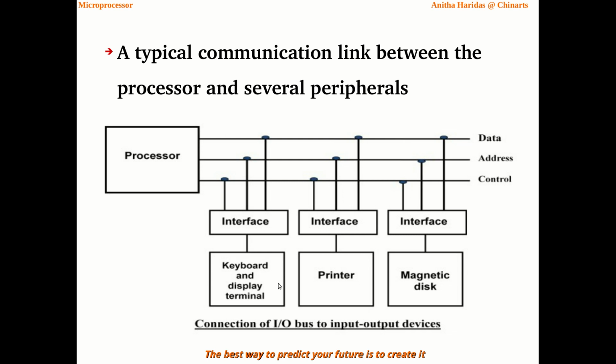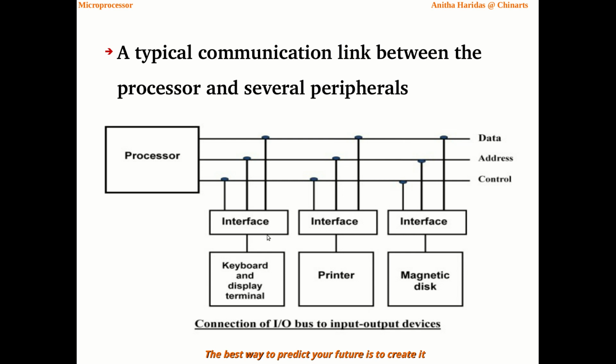Imagine all these three are completely different peripheral devices. The operating modes are completely different. The data formats are completely different, and the internal functioning of each and every peripheral device is also different. So one processor needs to communicate with all these devices. The processor is a completely different device, and these devices are different, and they are in their own controlling operating mode.